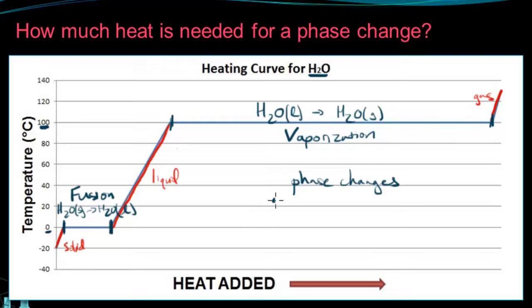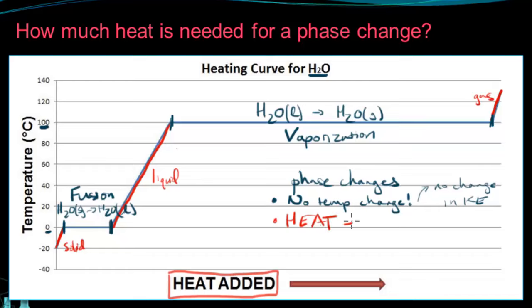Now a couple things to point out about these phase change areas, the vaporization and fusion plateaus. First of all, there's no temperature change. And what does that mean? It means that there's no change in kinetic energy. But that should be odd, because heat has been constantly added this whole time. So if heat is being constantly added, how come the temperature suddenly stops changing for a period of time? And that's because the heat is absorbed as potential energy.